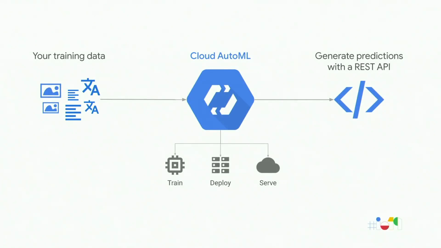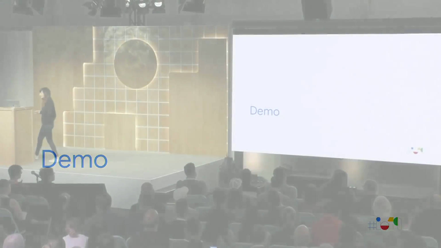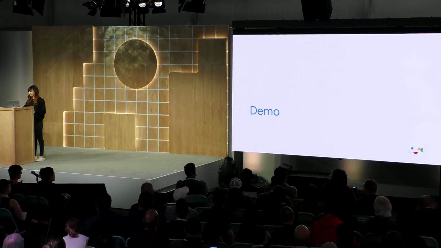The way that works is you upload a labeled training data set, AutoML builds a model for you, and then it hosts your model in a REST API that you can call to get predictions. But rather than explain this, let me just show you a demo. Let's hop to the laptop.